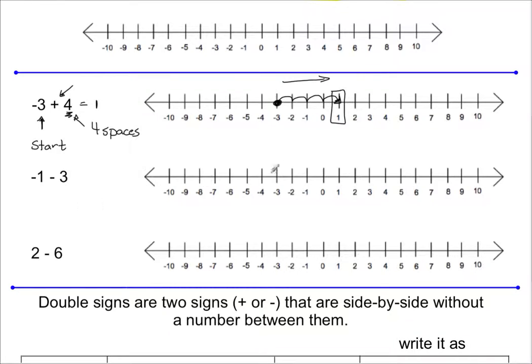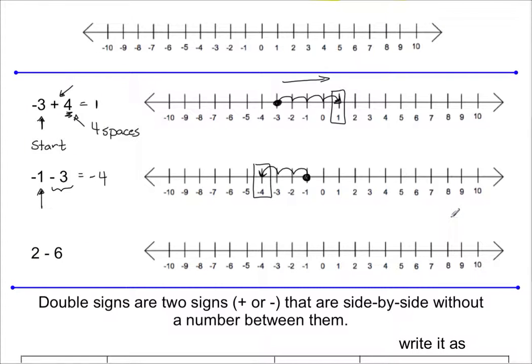Now we're going to do the same thing on this one. This is our starting point, so we're going to start at -1. And then the -3 means we go backwards 3 spaces. 1, 2, 3. Backwards 3 spaces, and that must mean that -1 minus 3 is -4.